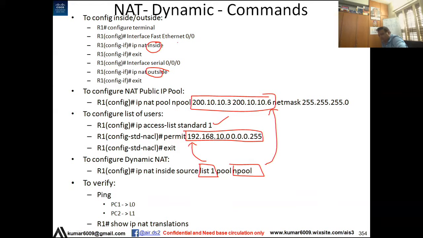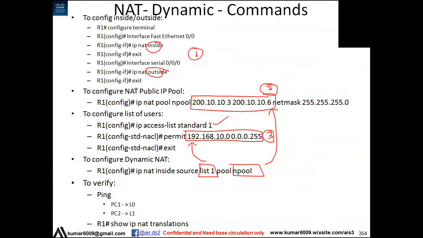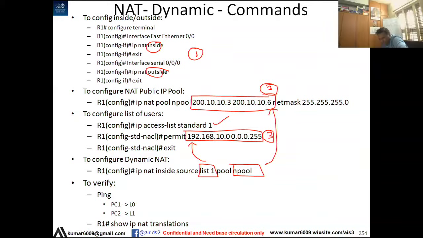Four steps. One is inside outside. Two is public IP address pool. Three is list of users, not access list, list of users. This is the point. One is inside outside, two is pool, three is list of users, four is NAT. Then verify. Ping and verify.